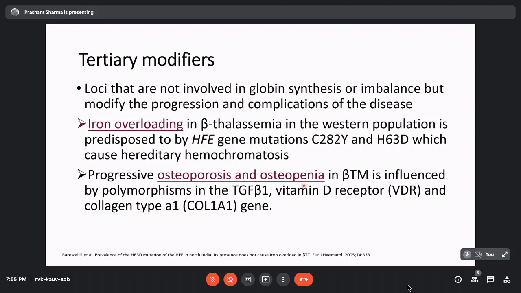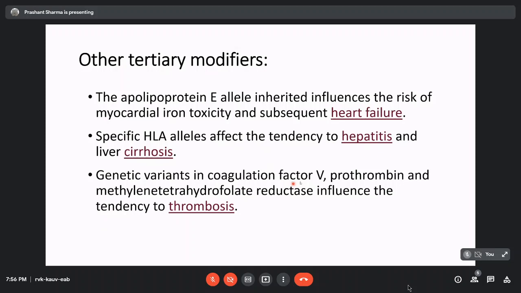These patients have osteoporosis and osteopenia. This is influenced by polymorphisms in transforming growth factor beta 1, the vitamin D receptor, and the collagen genes. In addition, the risk of heart failure, this is one of the leading causes of death in these patients, is influenced by the genotype of apolipoprotein E that the patient has inherited. There are specific HLA alleles that affect the tendency to hepatitis and liver cirrhosis that they have been worked on. And then again, the many polymorphisms that control a person's prothrombotic influences also influence the tendency to thrombosis in these patients.